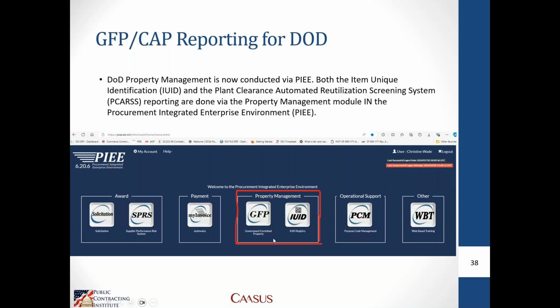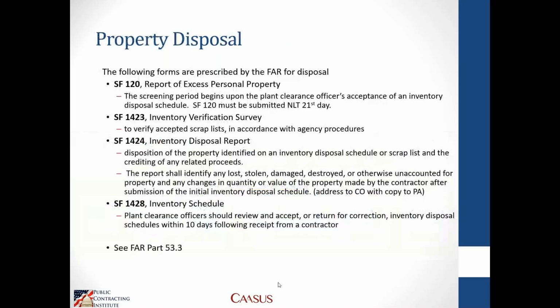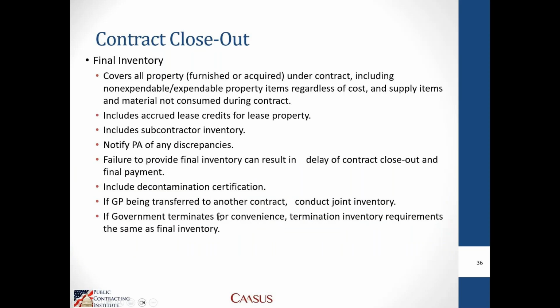Sometimes there are agency memorandums of understanding where other agencies will leverage this system as well. Otherwise, many of the other agencies still rely on the old-fashioned forms that are located in Part 53 of the FAR. So at the time of contract closeout, the contractor is required to do a formal final inventory, and this covers all property, both furnished and acquired, under the contract, including any non-expendable and expendable property, regardless of cost.